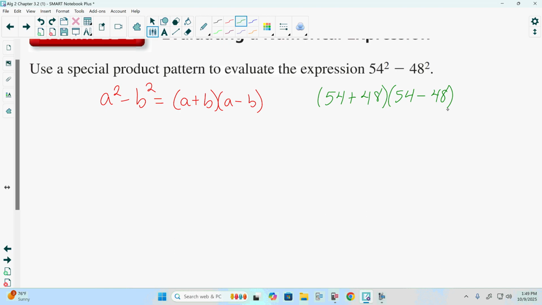So the first thing we can do is add 54 and 48, and we would get 102. 54 minus 48 is 6. Now all we have to do is multiply 102 and 6. Because 54 squared minus 48 squared is 612.